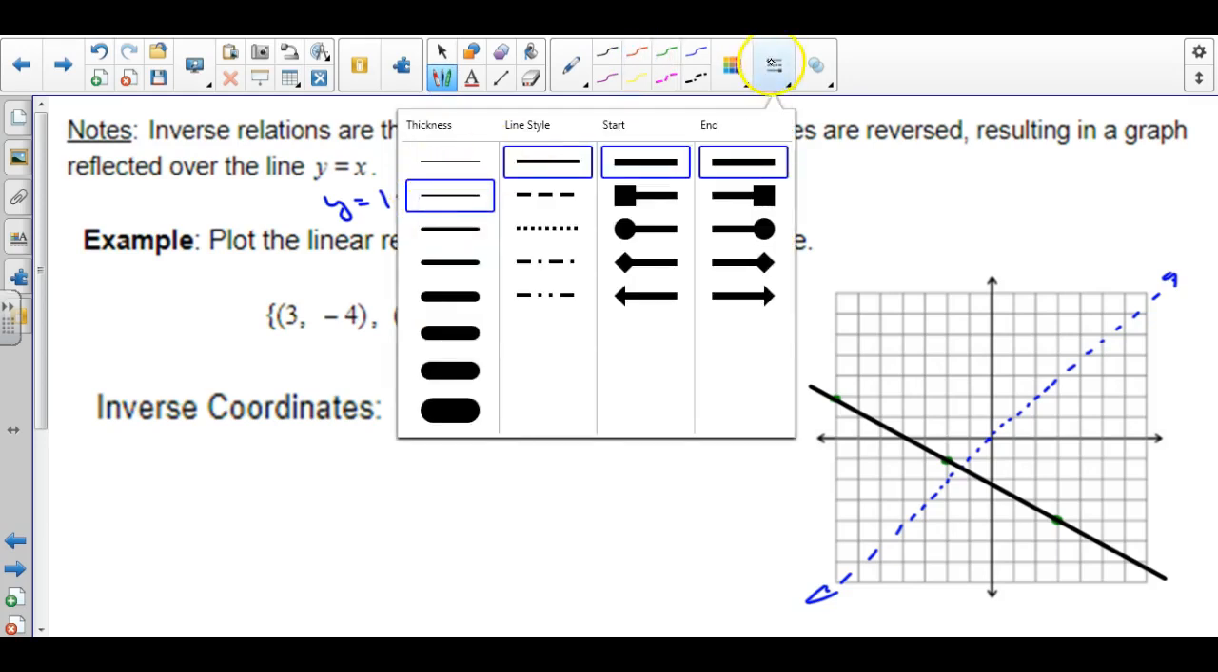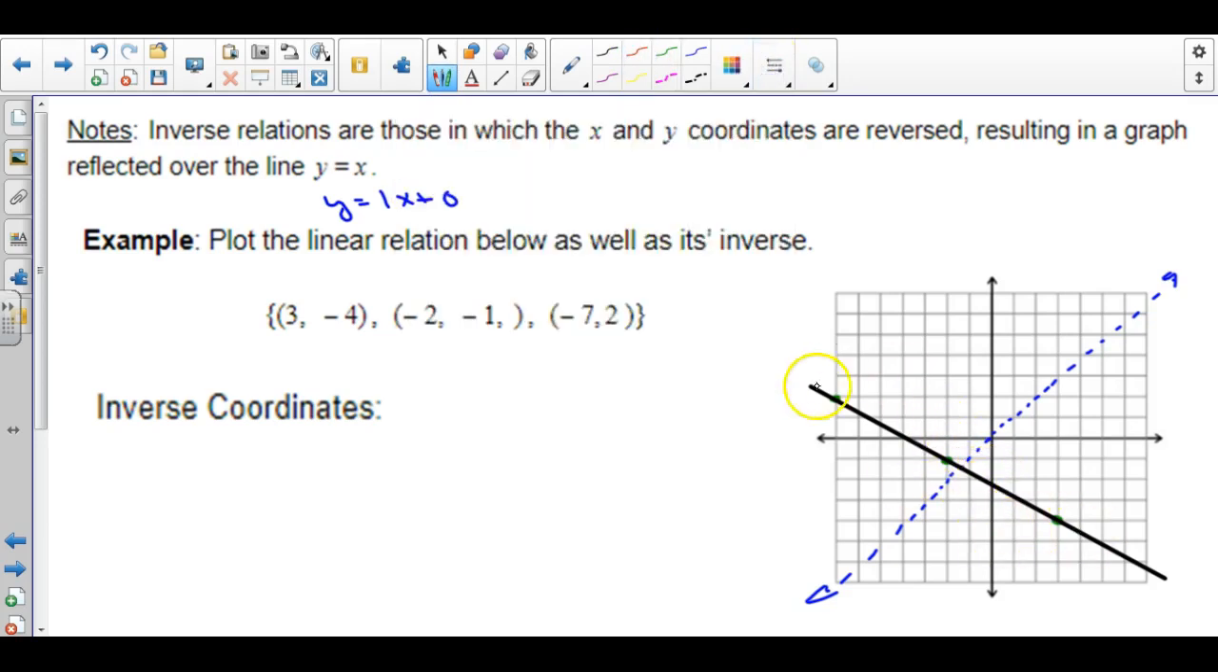So what I've got is just 3 points. They make a line. We can probably even determine the equation of that line, but I'm going to skip that for later. What we're going to do is flip-flop these coordinates. My inverse coordinates, and you're not changing signs or anything, would be negative 4, 3, negative 1, negative 2, and then 2, negative 7. If I plot these, I'll see my reflection. Negative 4, 3 is going left 4 and up 3, then negative 1, negative 2, and then positive 2, negative 7, so over 2 and down 7.